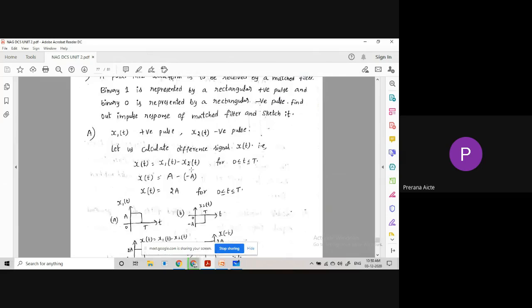Because this is the positive pulse and the negative pulse. Let us assume x1 of t is a positive pulse having amplitude plus a, and x2 of t is a negative pulse having amplitude minus a. Then after finding the difference, what we get? The input signal x of t equals 2 into a. This is the graphical form for input signal x1 of t. It is represented over the bit duration 0 to T having amplitude a. Similarly, x2 of t is represented over the bit duration 0 to T having amplitude minus a.